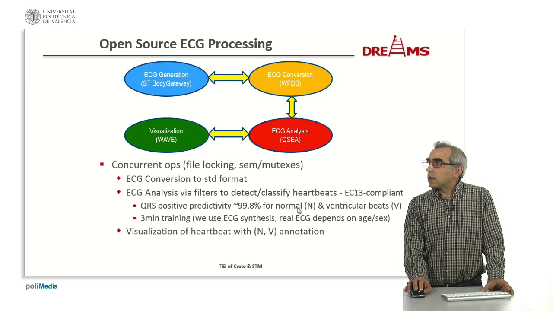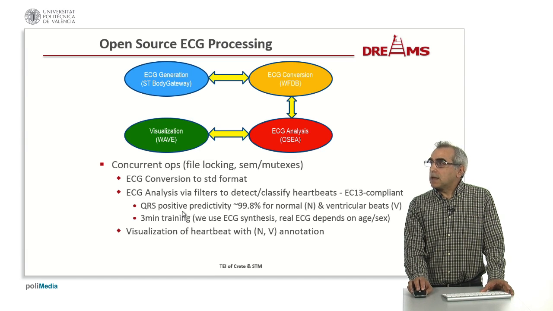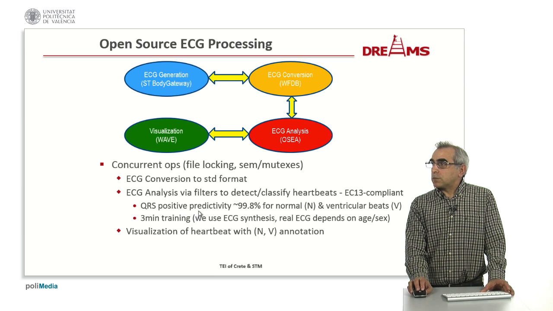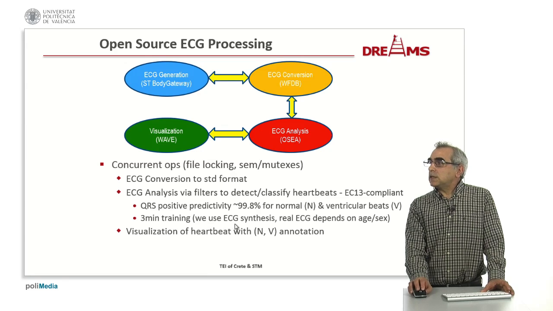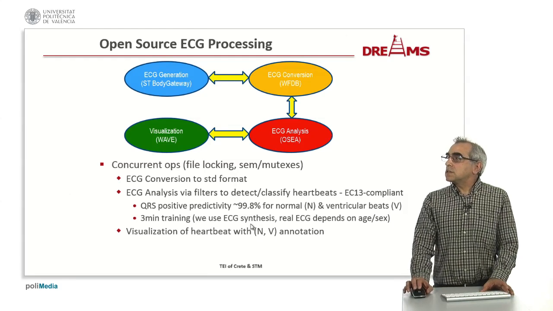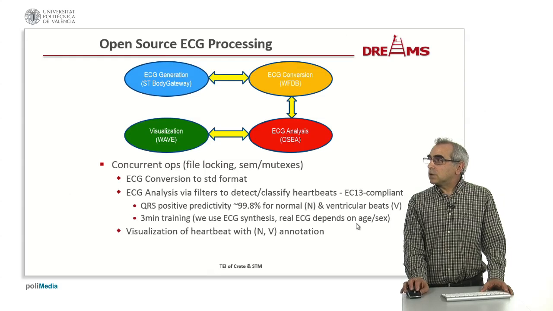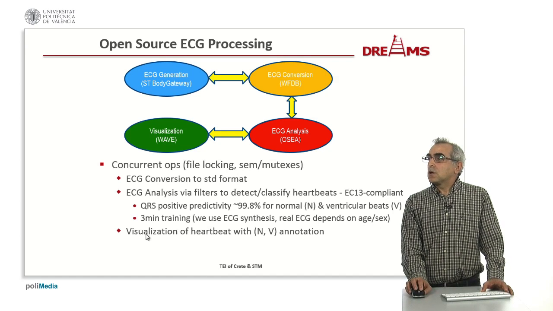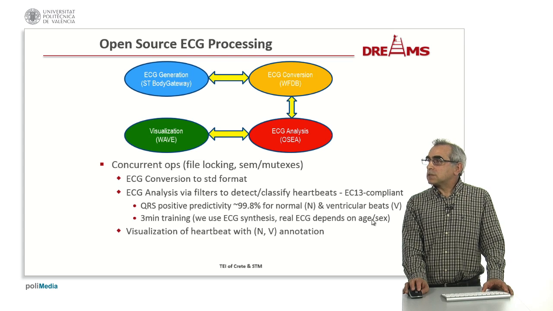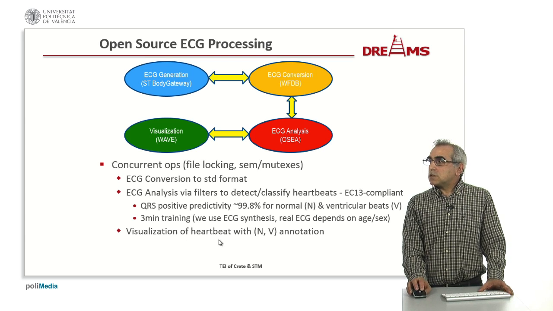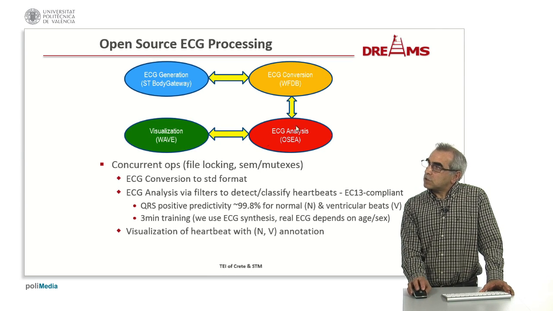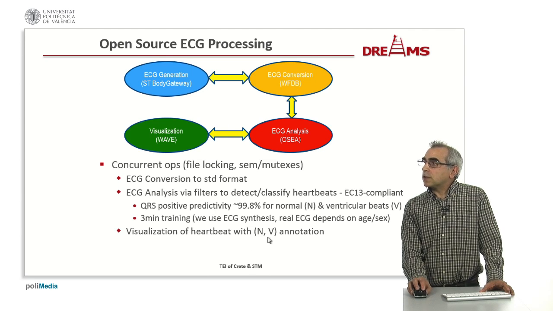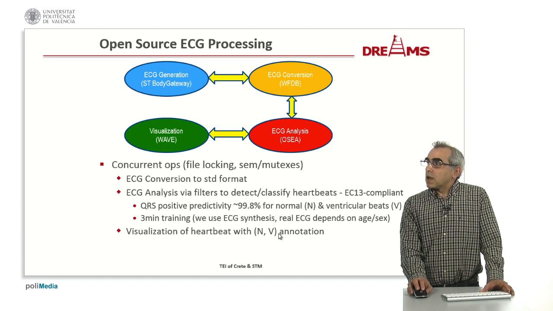99.8% of the normal and ventricular beats that the software discovers have a positive predictivity. So they are actual and not false positives. The 3-minute training that we use initially, we have created using ECG synthesis. And really, this ECG should depend on the actual age and sex of the person who wears the ST Body Gateway device. The visualization of the heartbeat is provided by Wave, which is also a part of the open source chain that we have, and will also show the N and V annotations on top of the ECG signal.